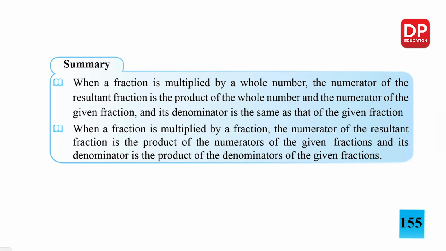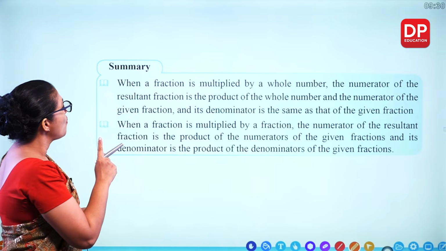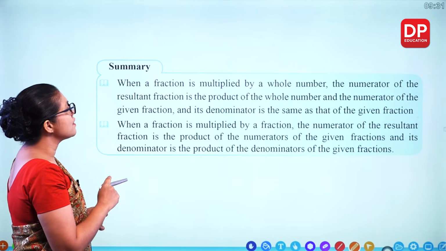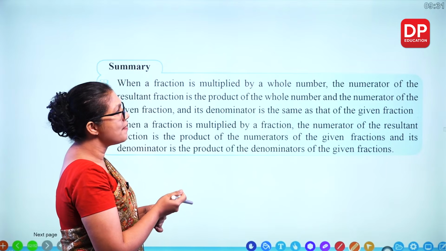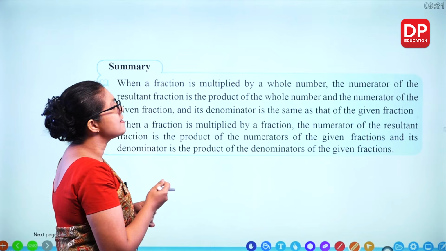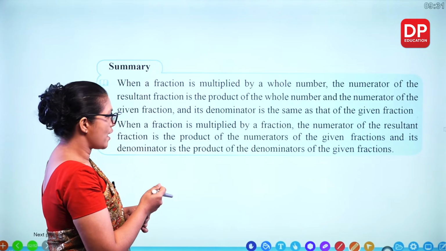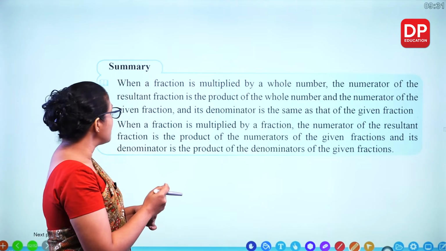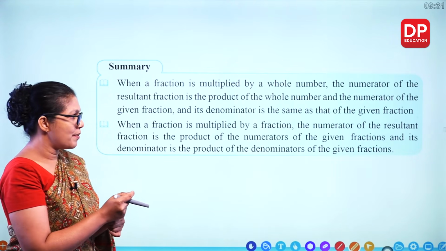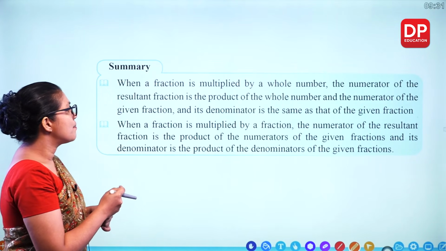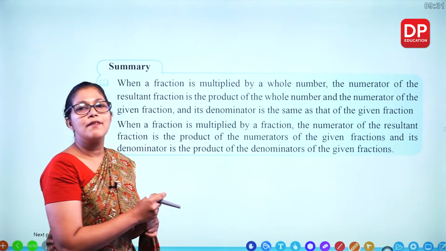So we covered all theory related to multiplication of fractions. When a fraction is multiplied by a whole number, the numerator of the resultant fraction is the product of the whole number and the numerator of the given fraction, and its denominator is the same as that of the given fraction. When a fraction is multiplied by a fraction, the numerator of the resultant fraction is the product of the numerators of the given fractions, and its denominator is the product of the denominators of the given fractions.